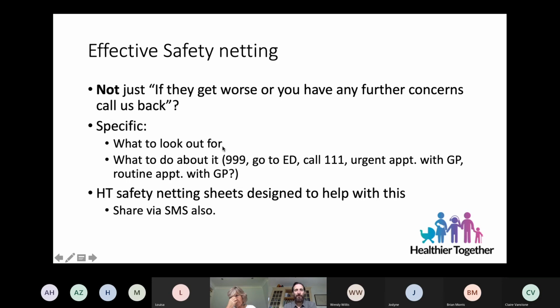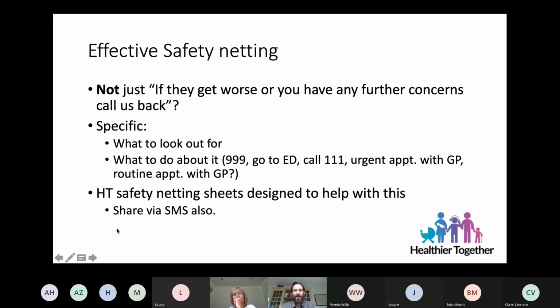And that is, what to actually look out for, think about what the alternatives could be for the diagnosis and what things would be worrying. And then equally important is what to do about it. So there's a big difference between, right, you need to call 999, get an urgent ambulance, or you need to go straight to the emergency department, versus you need to call 111, or you need an urgent appointment with your GP, or maybe even you just need to arrange a routine appointment with your GP. And I think it's important to try and encapsulate that in our safety netting advice.